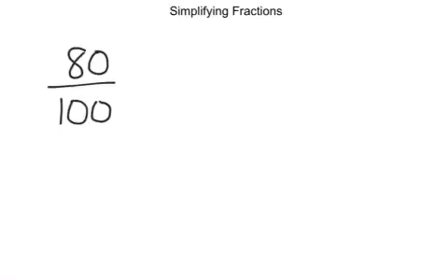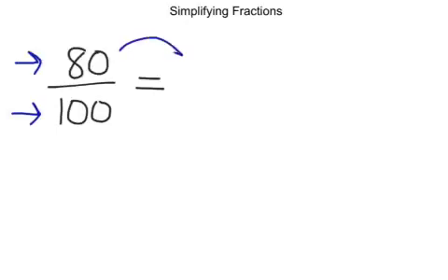Simplifying fractions is just like finding an equivalent fraction, except that we have to make sure that the numerator and denominators are smaller than the original numerators and denominators. So the way that we do that is that we look at the numerator, the top of the fraction, and we look at the denominator and say, well, what number goes into both 80 and 100? And to start off with here, 10 is a nice easy one.